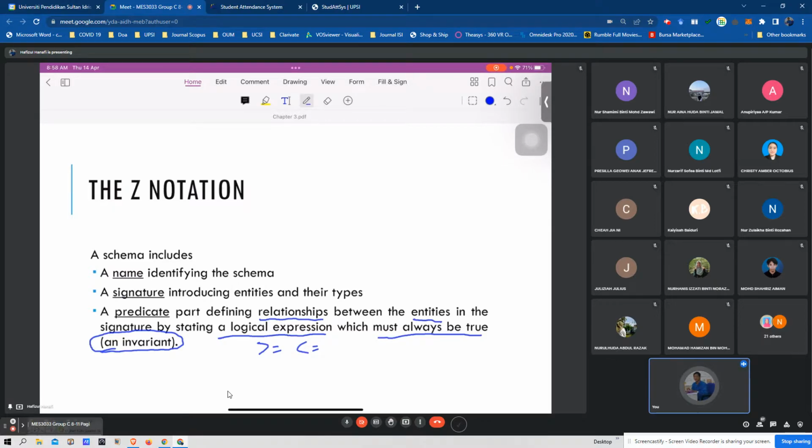For the invariant, I think I have explained it. An invariant is a pattern, function, quantity, or property which remains unchanged. This one is invariant, remains unchanged. Because of what? Because it is always true.